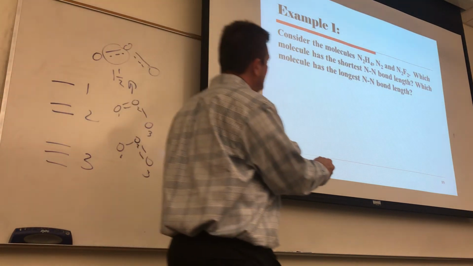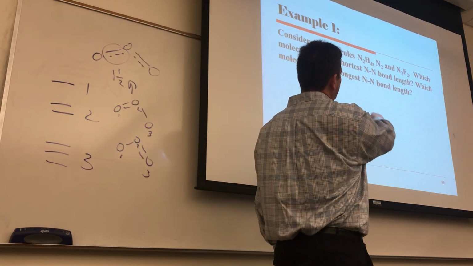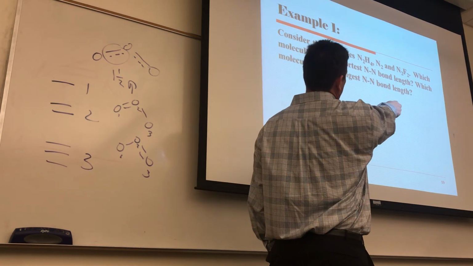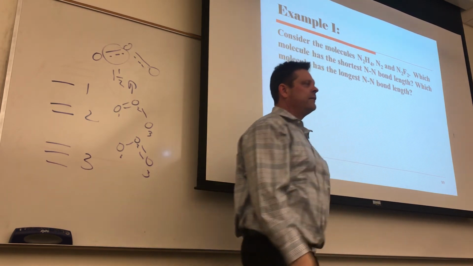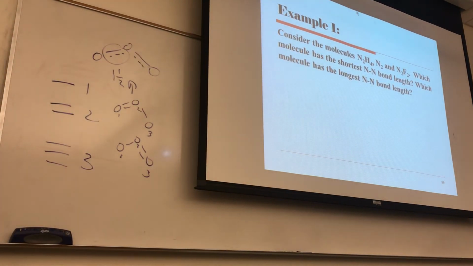N2F2 and N2H2. This has a double bond. That has a double bond. That has a single bond. Okay, well then it's that one. The N2H4 would be the longest. So, single bond, triple bond, double bond. That's what you should be looking at in a question like this. Correct. You could do that if you went ahead and did the Lewis structures.